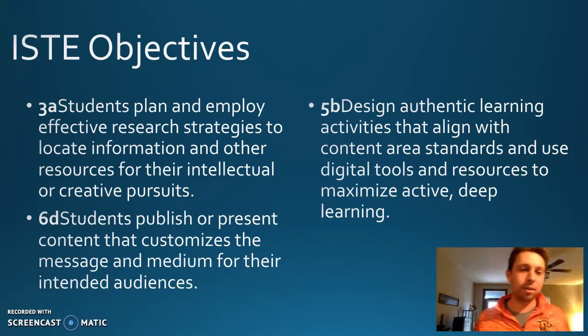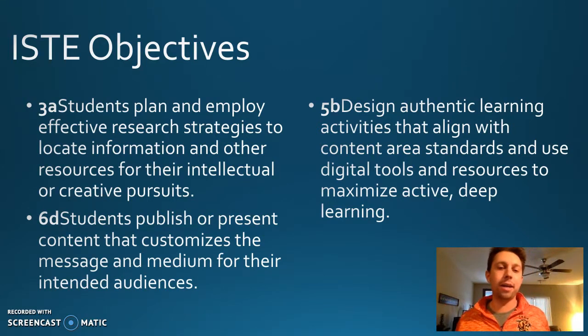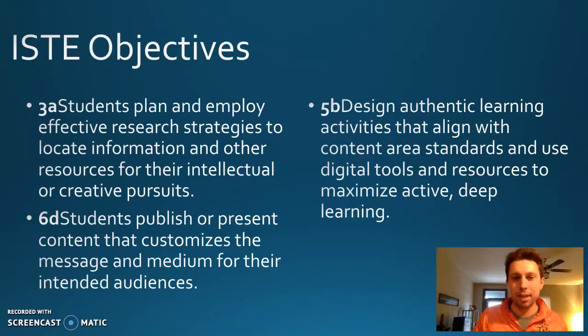For the students, 3A, students plan and employ effective research strategies to locate information and other resources for their intellectual or creative pursuits. 6D, students publish or present content that customizes the message and medium for their intended audiences. And then for the educator, 5B, design authentic learning activities that align with content area standards and use digital tools and resources to maximize active, deep learning.